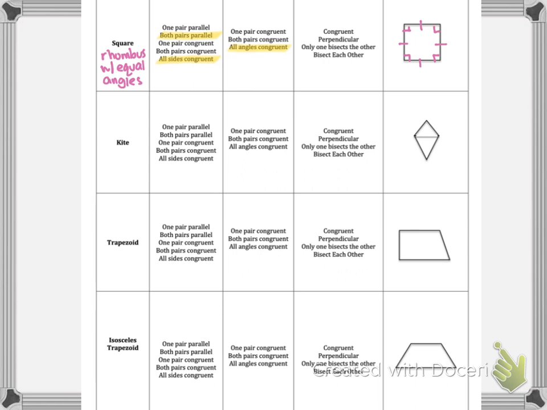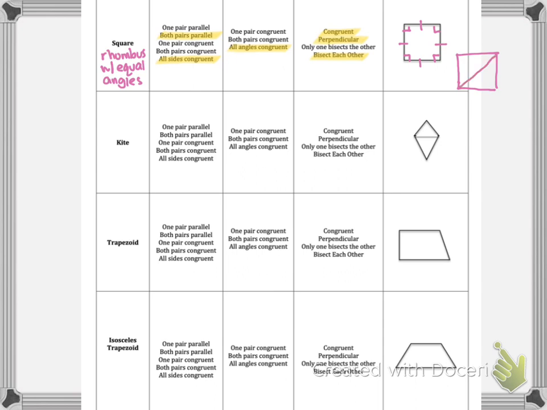So remember, this is a rhombus. So we know the diagonals must be perpendicular and they must bisect one another. But there's one additional special feature, and it's that the diagonals are also congruent to one another. So I'm going to take this image, it's going to go off the page just because I want to fit it here. So that's my square.